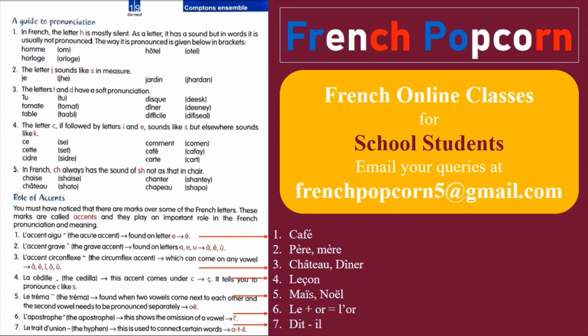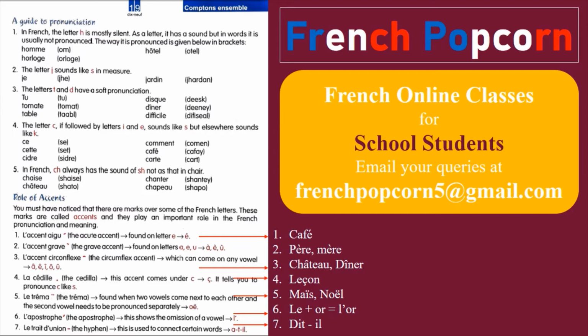Accent 4 is la cédille. This accent comes under C and it tells you to pronounce C like S. For example, leçon. Here we are not pronouncing C as K, but we are pronouncing it as S. So here the word is leçon.